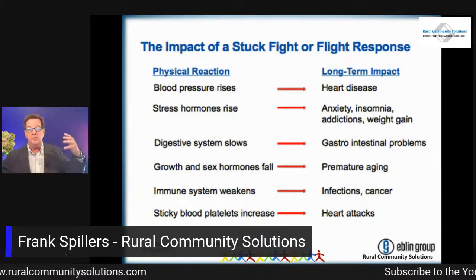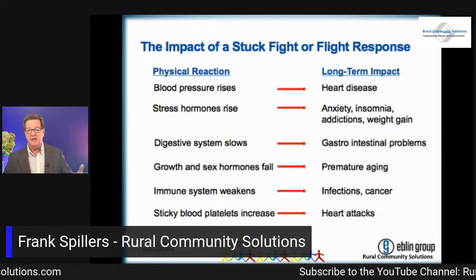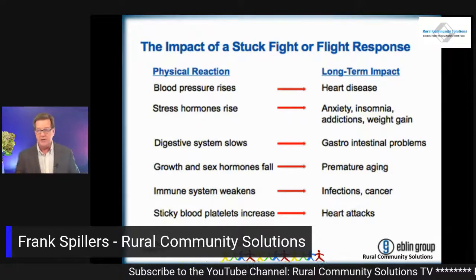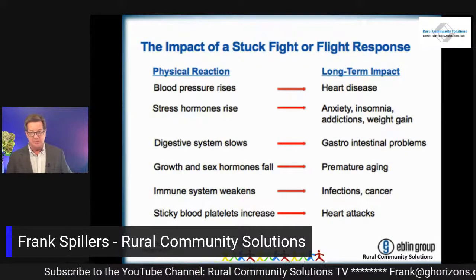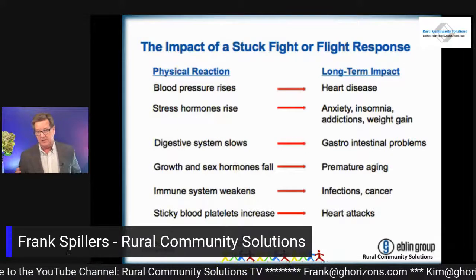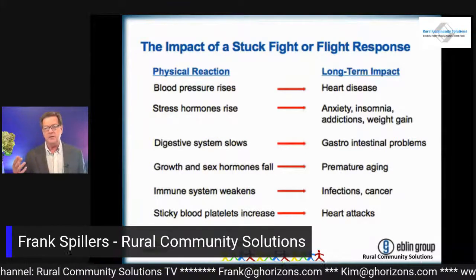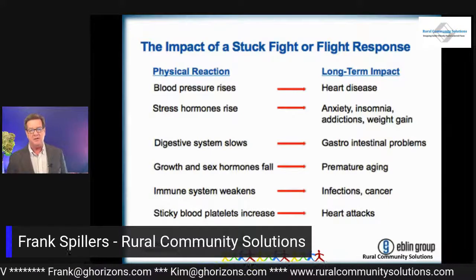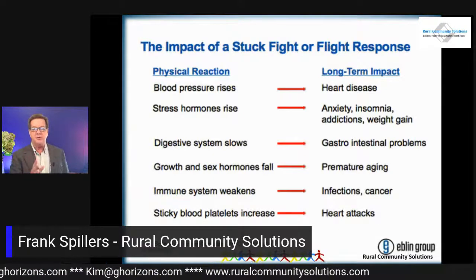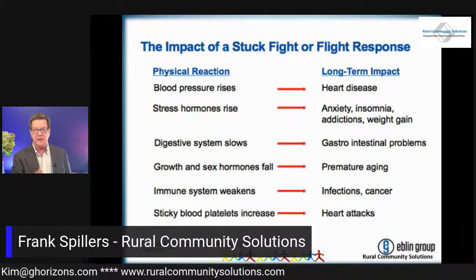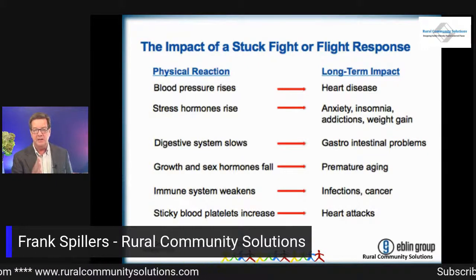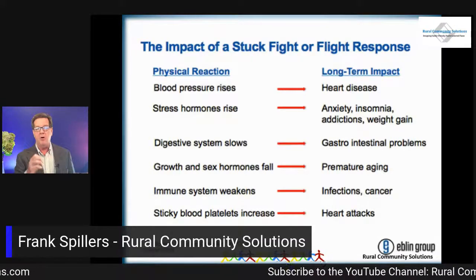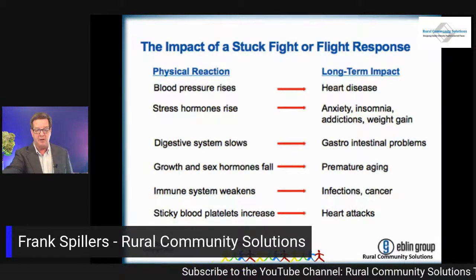When you're under stress and your growth and sex hormones fall, you can have premature aging. Your immune system could weaken, and you have infections and cancer. You can have sticky blood platelets increase, and you could have heart attacks. So when the stress becomes chronic stress and high stress, it affects the body in physical ways to where you can have a long-term impact on that.